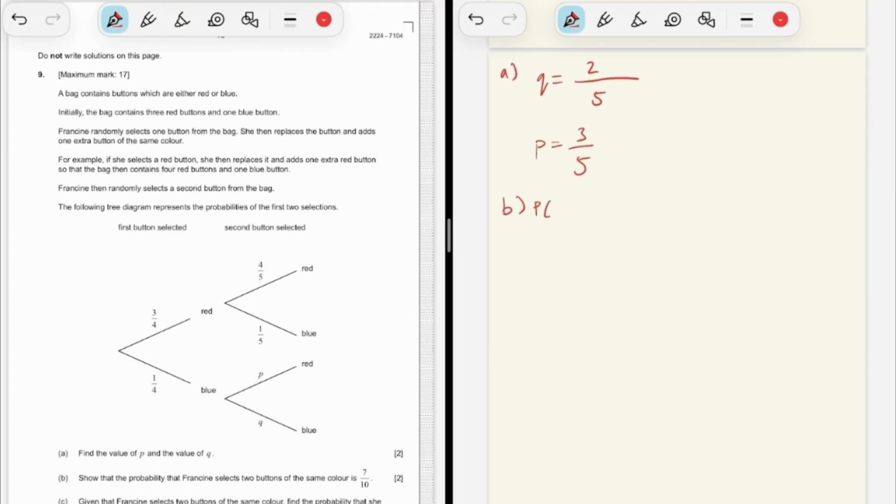Then for the probability of the same color, that would be equal to getting two reds plus getting two blues. And so that would be equal to 7 out of 10.